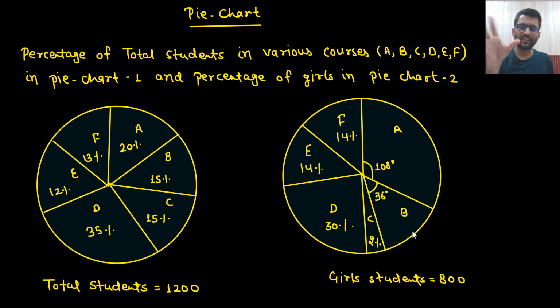Okay. And now let's see the final part. This is known as pie chart. So in a circle, you represent all the data. The circle is of 360 degrees. So in the circle of 360 degrees, you represent all the data. So what they are saying, percentage of total students in various courses A, B, C, D, E, F in pie chart 1 and percentage of girls in pie chart 2. So this shows the girl students, this shows the total students.